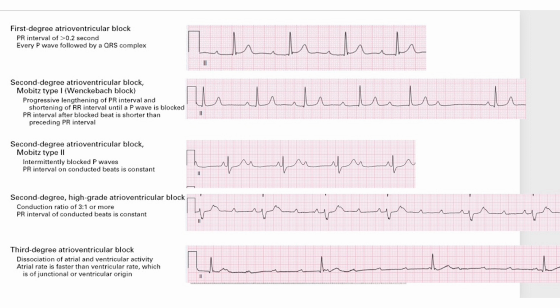In this rhythm strip, which is the fourth strip from the top, there are 3 P waves, one of which is buried in the preceding T wave. And the last strip, or the bottommost strip, is the third-degree AV block. There's dissociation of atrial and ventricular activity. The atrial rate is faster than the ventricular rate, which is of junctional or ventricular origin.